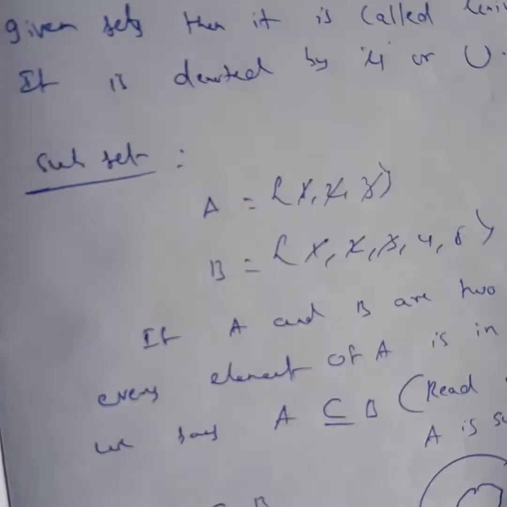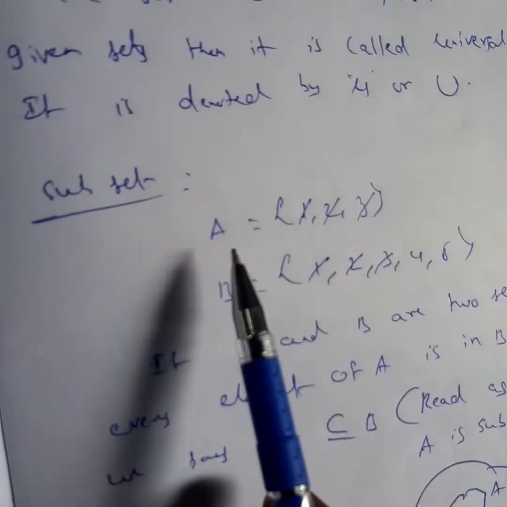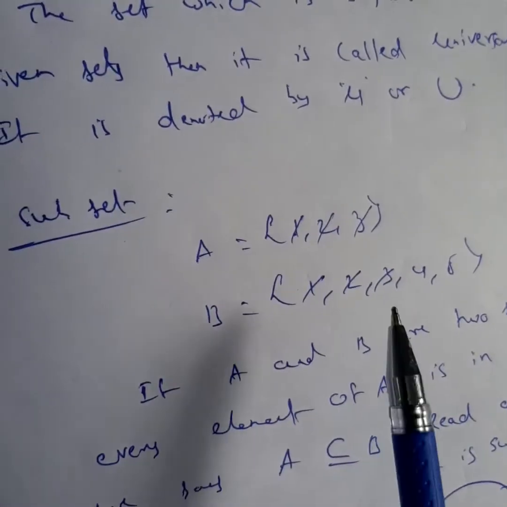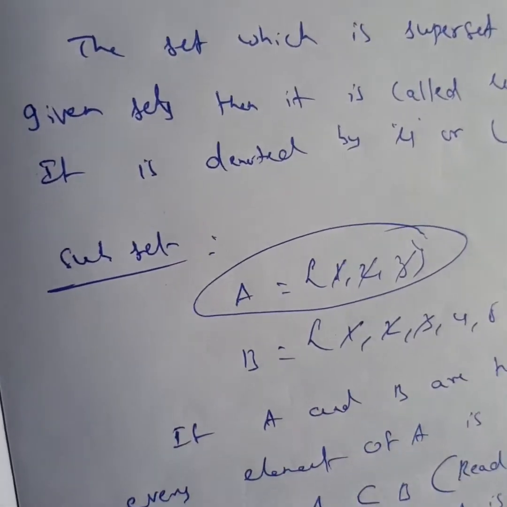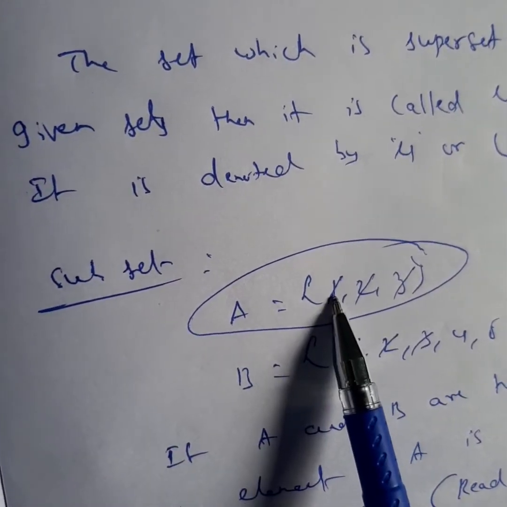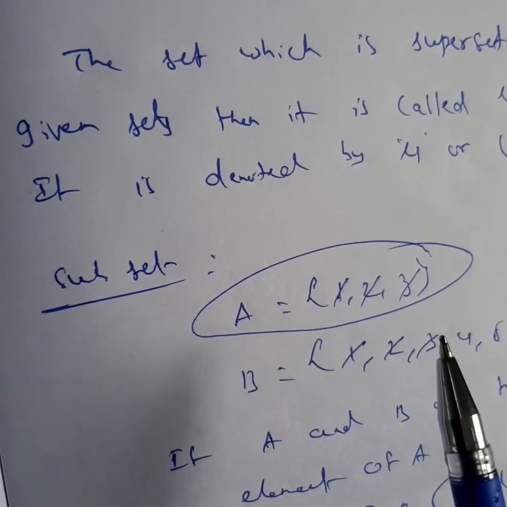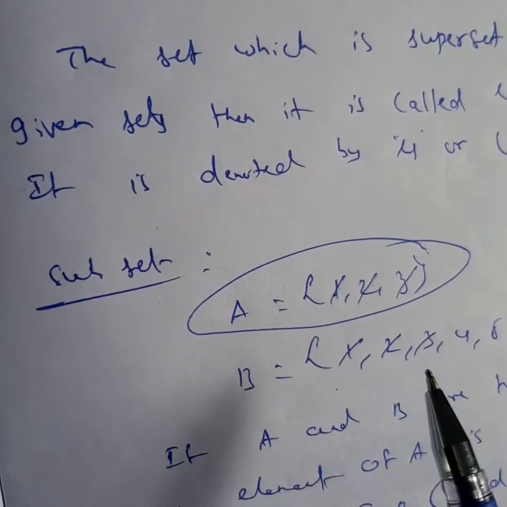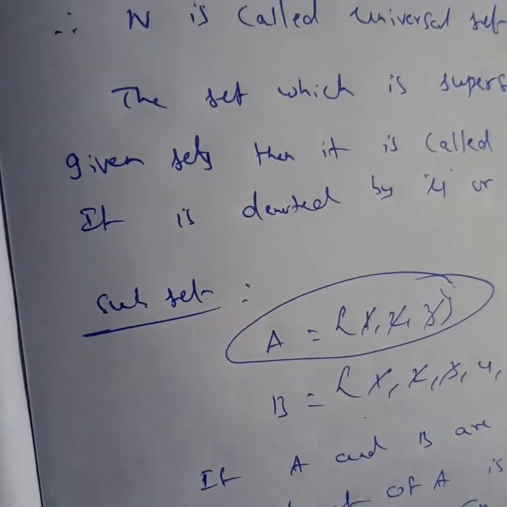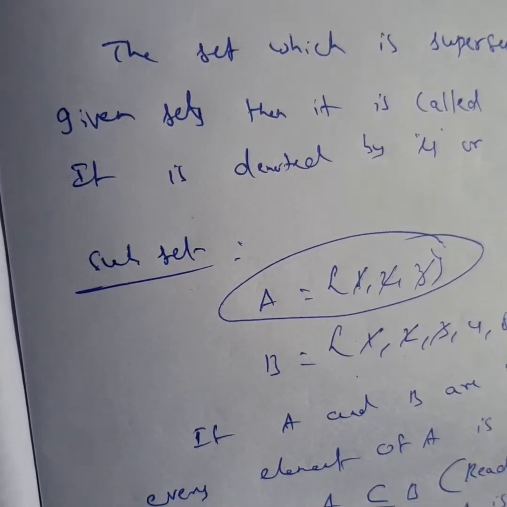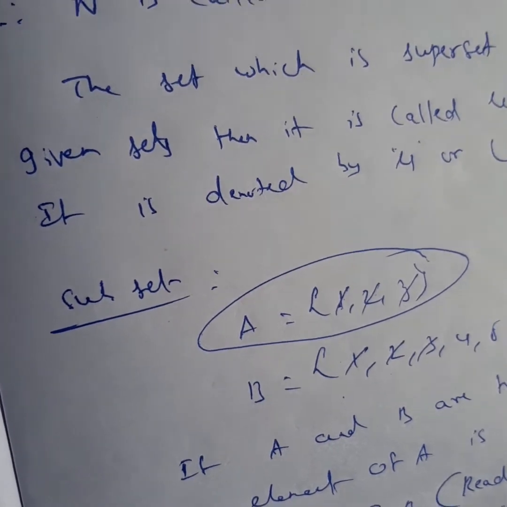What does subset mean? Here I am taking two sets, A and B. If you want to compare A and B, first you have to check the elements of A only. The first element of A is in B, the second element is also in B, and the third element is also in B. Then only we say that A is a subset of B.